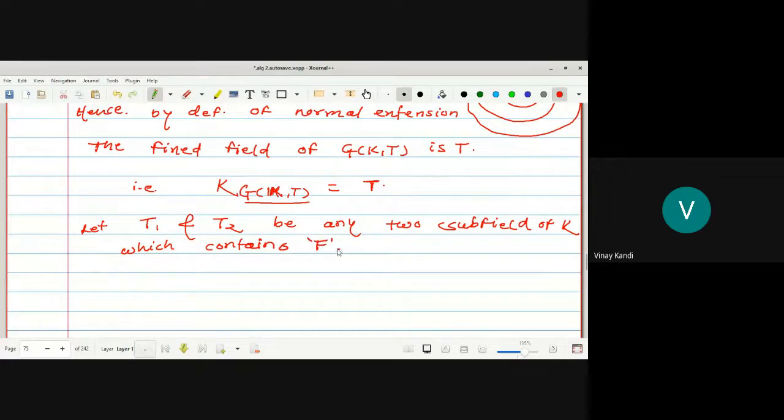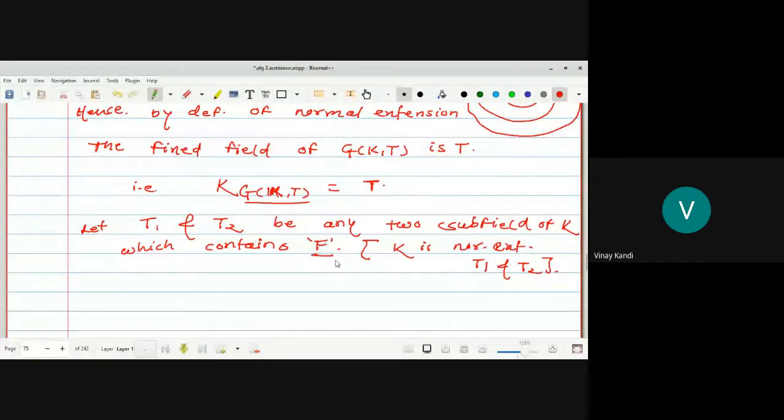Okay, now by this theorem again, by the above step, K is what? Normal extension of T1 and T2. Is it correct? The polynomial f(x) belongs to F[x], that means f(x) belongs to T1[x], and f(x) also belongs to T2[x]. Why? Because T1 and T2 contain this f.